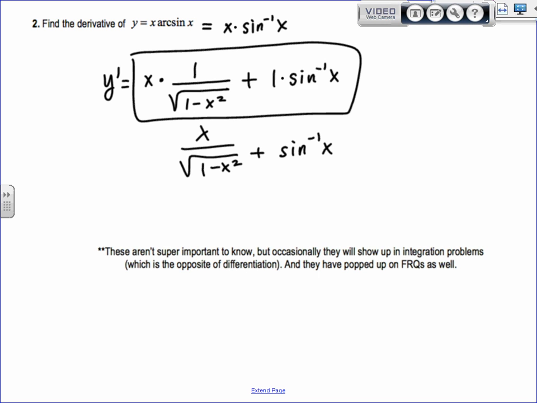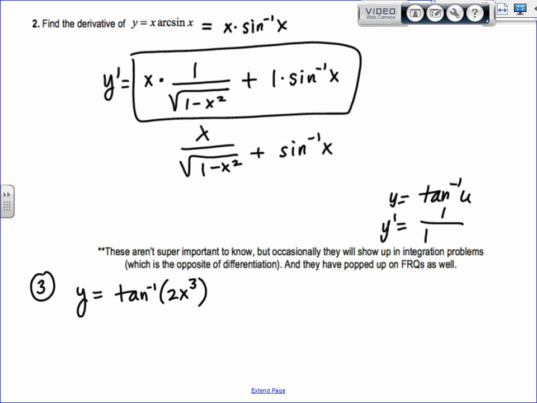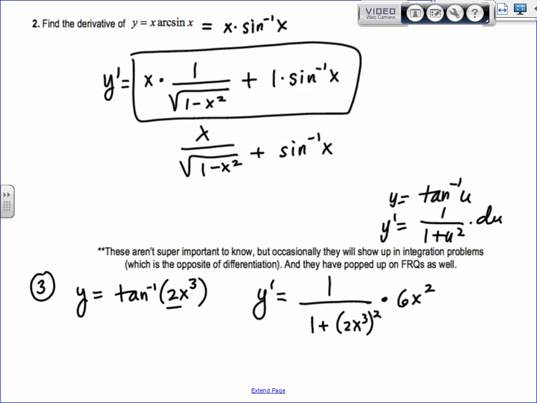But that's fine. Okay, I'm going to give you a couple more, because I think on your homework I put a couple hard ones with chain rule. So what if I had inverse tangent of 2x cubed? Inverse tangent, if I have inverse tangent of u, its derivative is 1 over 1 plus u squared. But remember, don't forget your du. So in this case, I'm going to have y prime equals 1 over 1 plus u squared times du. What's du? No one? 6x squared. This is your u, right?